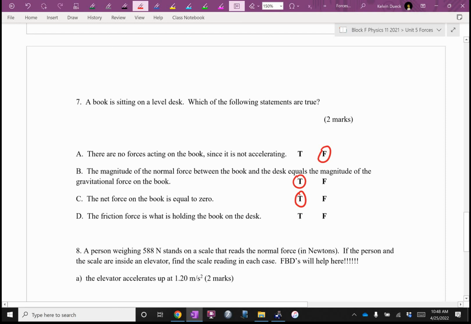Friction is what's holding the book on the desk. Whenever you give me a question involving friction, my go-to strategy is to reimagine the situation on perfect ice. If your desk was made out of ice, would the book still stay there? I think as long as the desk is level, yeah. I don't think friction is what's holding it on. So I think this is false. We're going to be doing the next 2 days looking at friction, by the way.